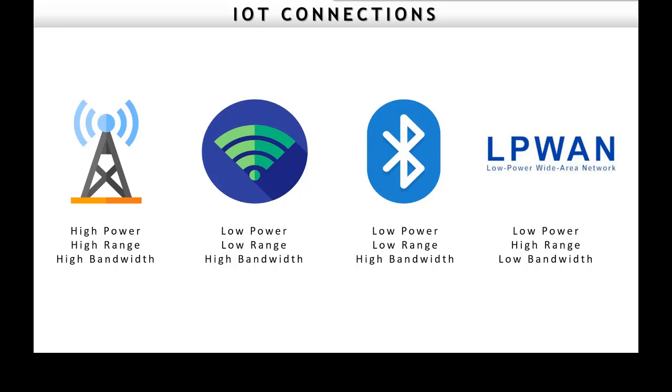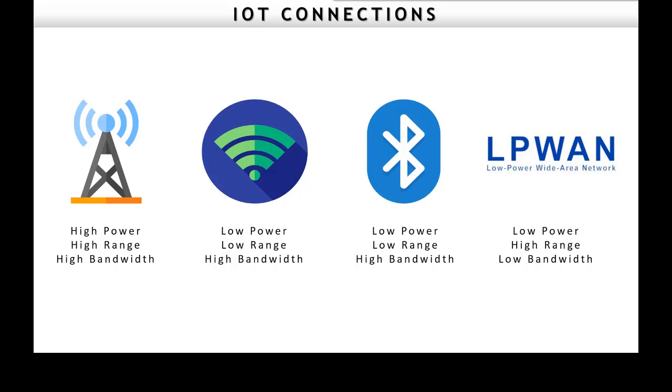The first one needs high power, a high range, and a high bandwidth. So that really describes the cell phone. If you go with this connection, it is going to be expensive, the most expensive option for you. But in the meantime, you can really reach anywhere on the earth, and you can send data very fast.